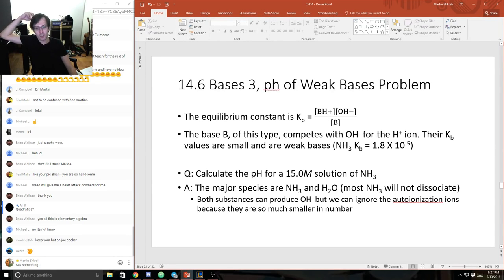So the major species are NH3, not dissociated. Remember, because it's a weak base, along with water, you're not going to get that dissociated NH3.